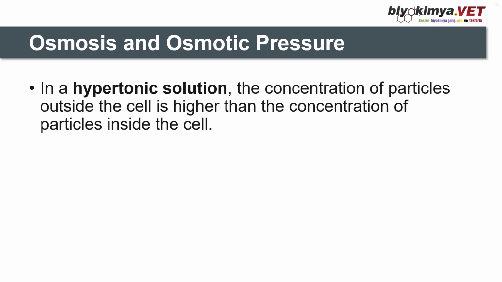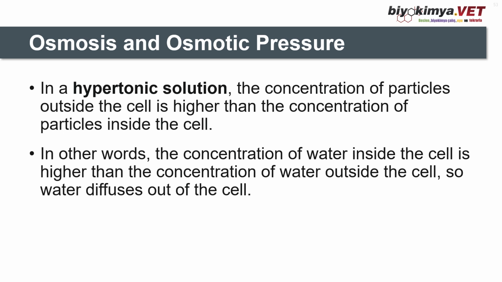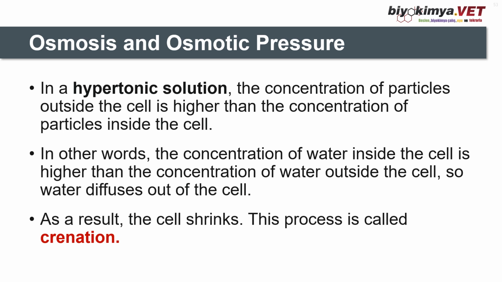In a hypertonic solution, the concentration of particles outside the cell is higher than the concentration of particles inside the cell. In other words, the concentration of water inside the cell is higher than the concentration of water outside the cell. So water diffuses out of the cell. And as a result, the cell shrinks. And this process is called crenation. And also, sometimes it is called notching. But we prefer crenation.